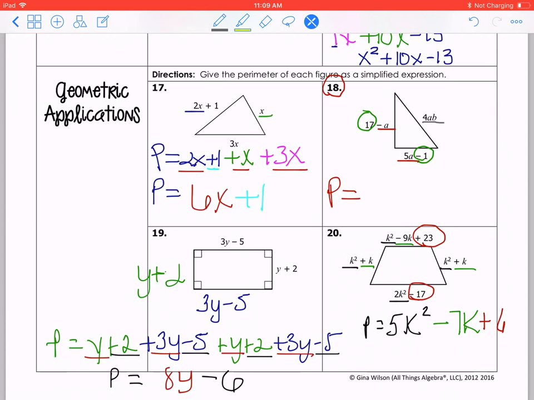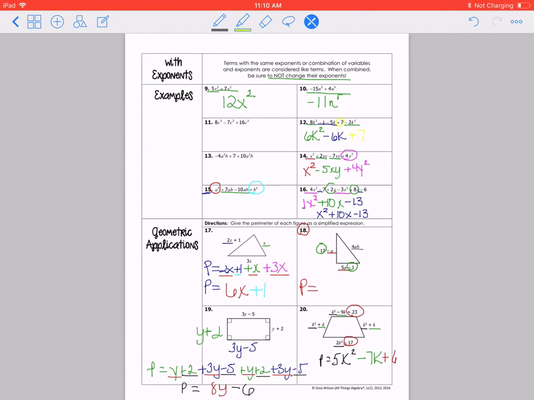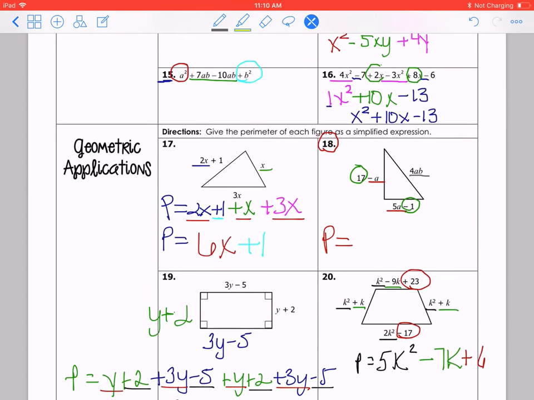So I want you to try 18, 15, and the other one was number 8. So go ahead and try 8, 15, and 18 for your homework on top of filling out the notes.